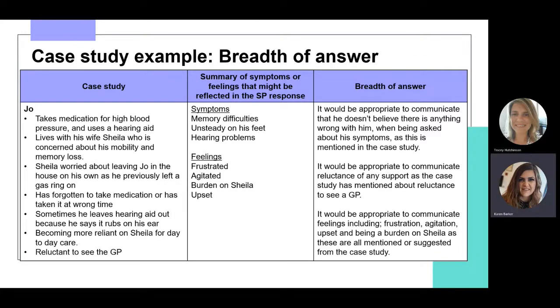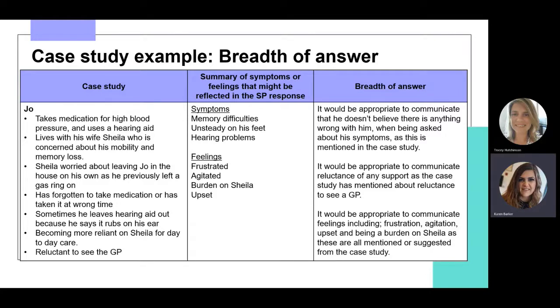In relation to the case study of Joe and breadth of answers for the standardised patients, it would be appropriate to communicate, if you were answering as Joe the patient, that he doesn't believe there is anything wrong with him when being asked about his symptoms, as this is mentioned in the case study.